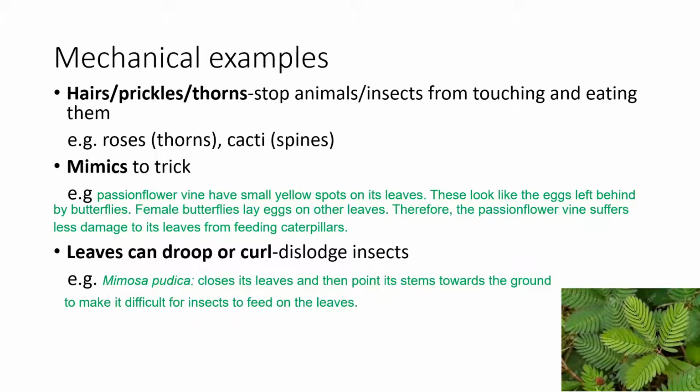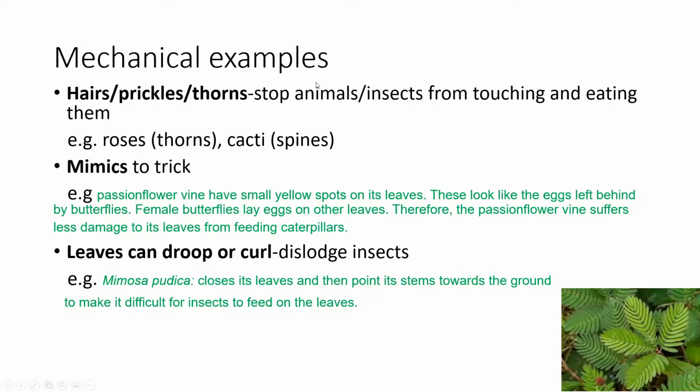Thirdly, leaves can droop or curl, and this is a way of dislodging insects, again to prevent damage and being eaten. The example that's been given to you here, and the diagram is in the PowerPoint slide, these species close their leaves and point the stem towards the ground, again a way to dislodge insects and prevent them from eating their leaves. So you need to be able to tell me examples for mechanical.